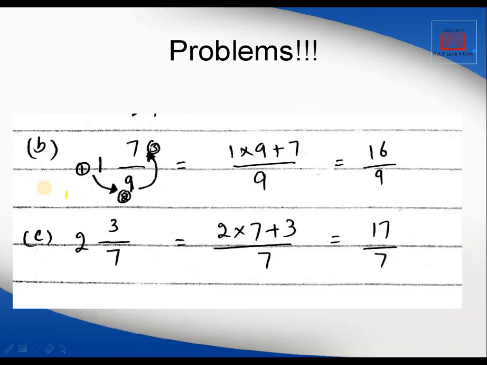This is the B part, and you again have to follow this anti-clockwise. 1 into 9, then you have to put the multiply sign here, and between the 9 and 7 you need to add the sign of addition. Now 1 into 9, 9, then 9 plus 7, 16 divided by the denominator, which must be the same. So 2 into 7, 14, then add 3, 14 plus 3, 17 divided by the denominator, which must be the same.